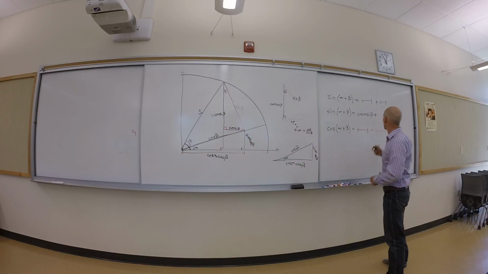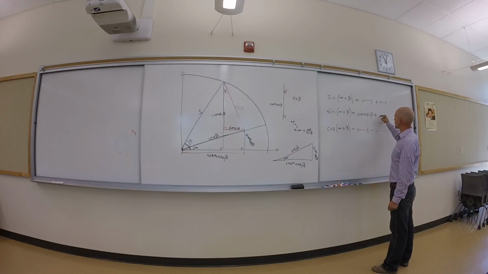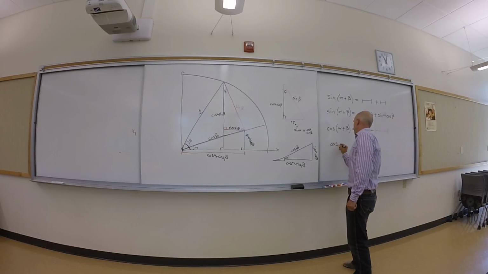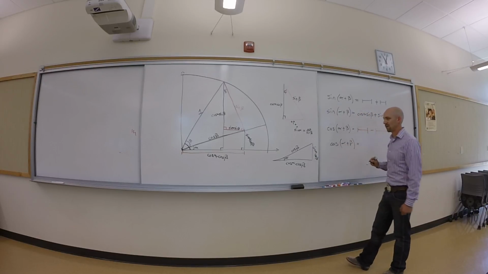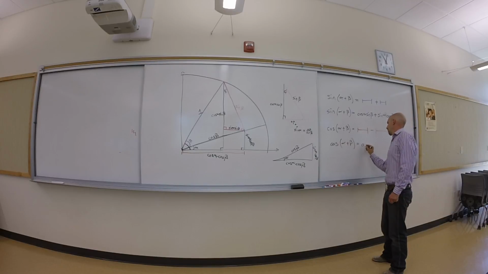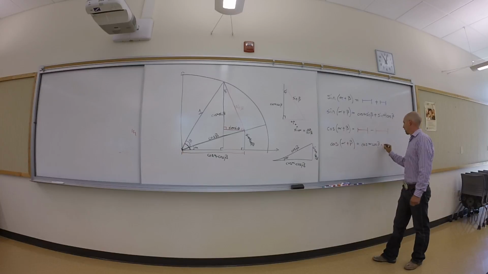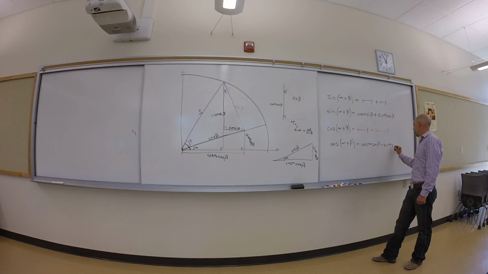Okay, so I'm going to add, which was this one again? Sine of alpha times cosine of beta. And the cosine of alpha plus beta was cosine of alpha times cosine of beta, minus sine of alpha, sine beta. Perfect. Minus sine alpha sine beta.